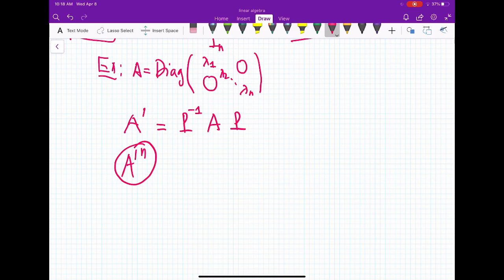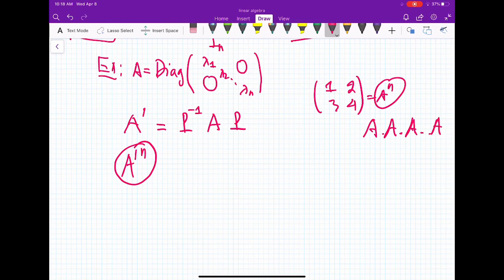Of course, this is too complicated, right? If you have 1, 2, 3, 4, just a 2 by 2 matrix, and you want to find A to the n, that means you multiply A by itself n times, right? It's too much. If n is a big number, the complexity is too high. So I want to do it in a faster way. I need to find some diagonal matrix which is similar to A prime, if that matrix exists.